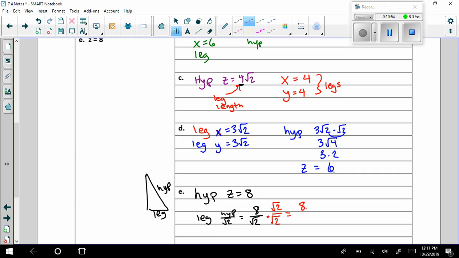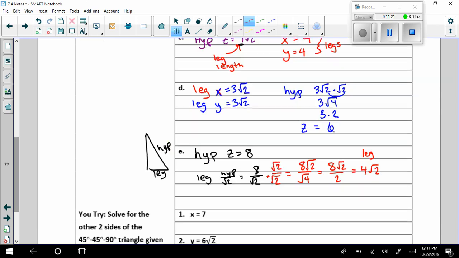All right, so 8 root 2 over square root 4, which is 8 root 2 over 2. Square root of 4 is 2. And 8 divided by 2 is 4 square root 2. So this is your leg length. And so x equals 4 root 2. So also y is 4 root 2.